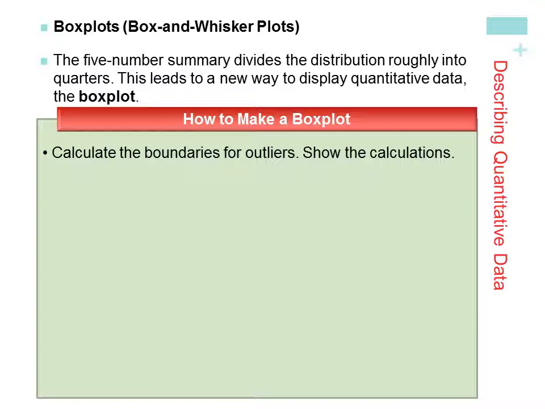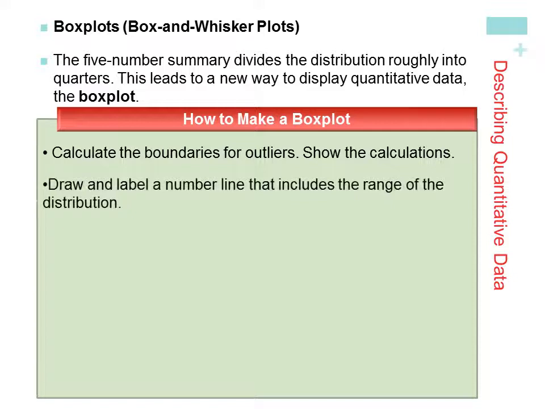Step 1, we need to calculate the boundaries for the outliers. Make sure you show your calculations. 2, draw and label a number line that includes the range of the distribution. So lowest number to highest number, make sure they're evenly spaced and you show what each of your lines represent in terms of numbers.